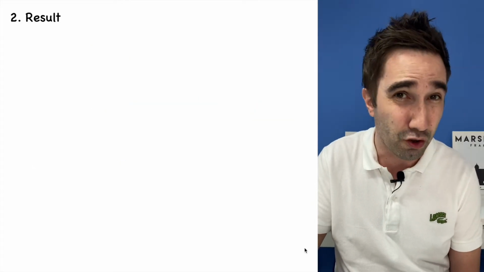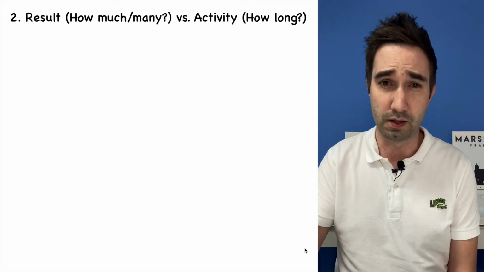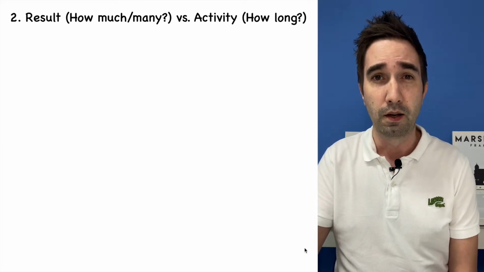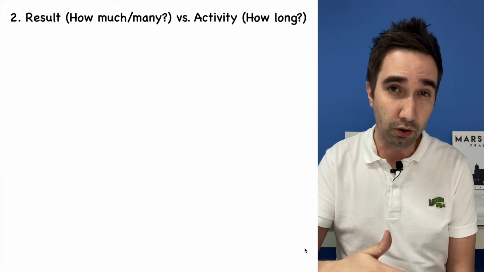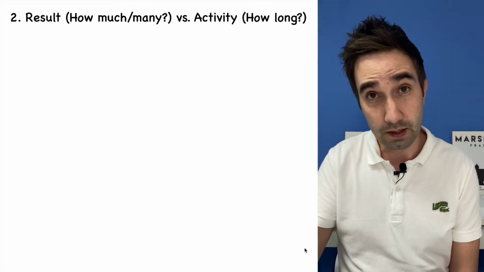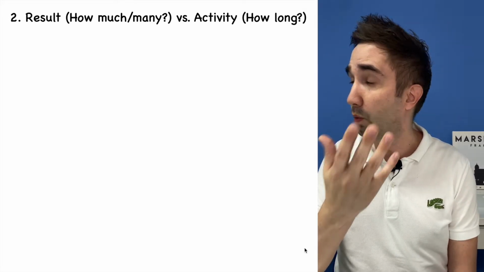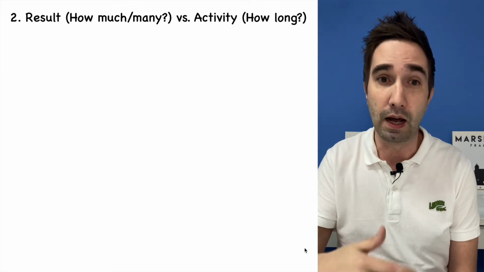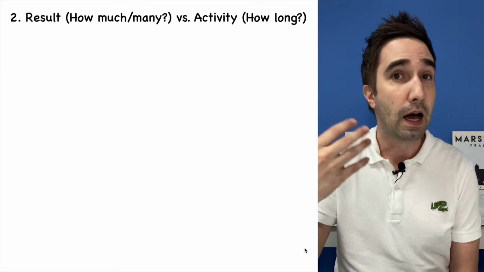Let's move on to number 2. This is where it starts to get a little bit more complicated. So here we're talking about a result of an activity or the activity itself. So basically what we're doing here is we're asking the question how much, how many, or how long.